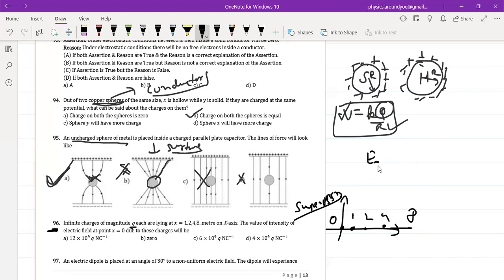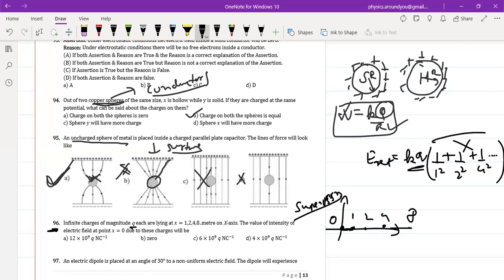The total field E net is equal to KQ times (1 by 1 square plus 1 by 2 square plus 1 by 4 square, and so on). I have taken KQ common because each of the fields will have KQ in it. Look at all the options. Be slightly clever over here. Don't work this out. No need to work out what this is. See, it is 1 plus something. So whatever this is, it shall be greater than 1.